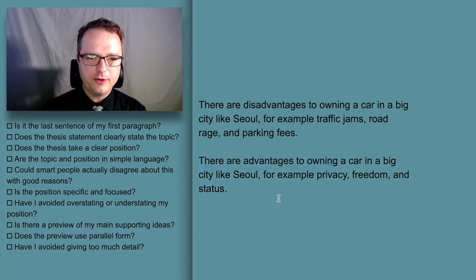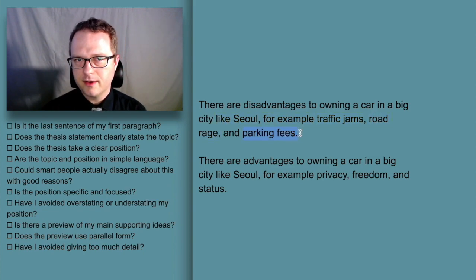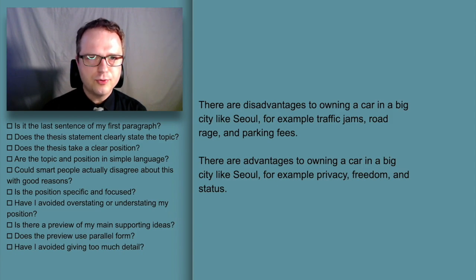We have parallel previews, right? Noun, noun, noun. Okay, traffic jams, noun, road rage, noun, parking fees, noun. Each one is 2 words, which is another little nice bit of parallelism. Okay, but these are 2 pretty good thesis statements. Next one.